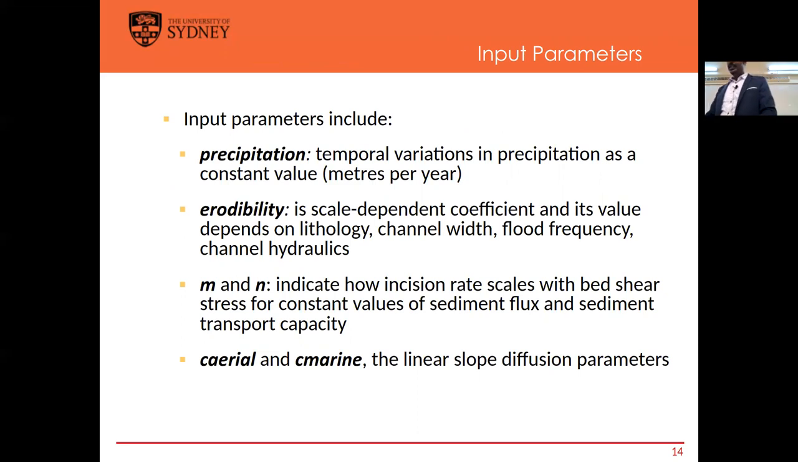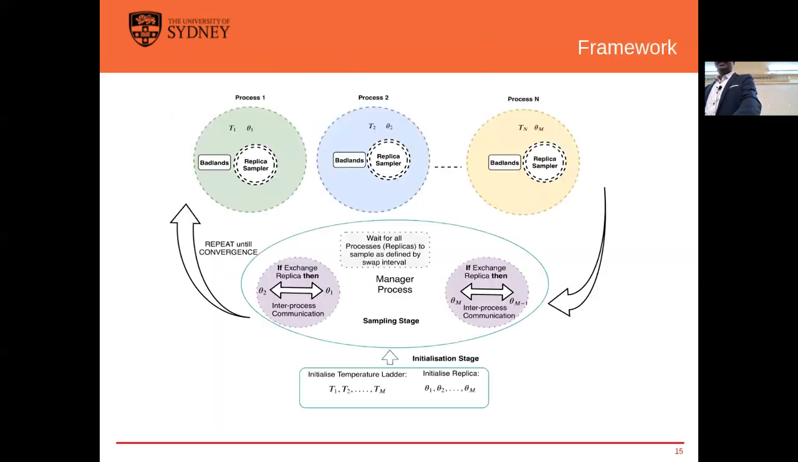So some of these parameters need to be estimated. And this is the figure that gives an overview of our framework, where we have MCMC or parallel tempering in a parallel computing framework, where different cores have different MCMC chains, and then there's inter-process communication. And with that, we explore the parameter space better.